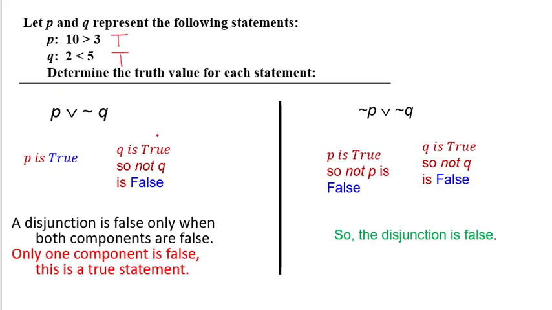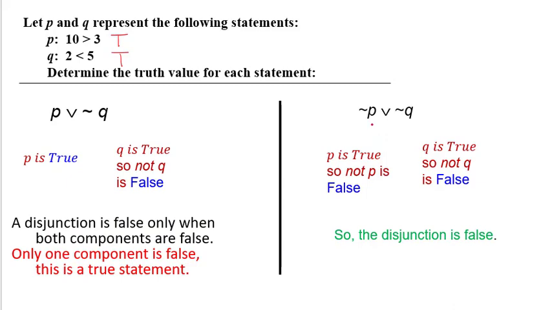Now let's determine the truth value for these two statements. I have P, well, it's true. And this is connected with a disjunction, an or. I have not Q. Well, Q is true, so not Q is false. So I have a true or false. Okay, remember in disjunction, it's only false when they're both false. So this is a true statement.